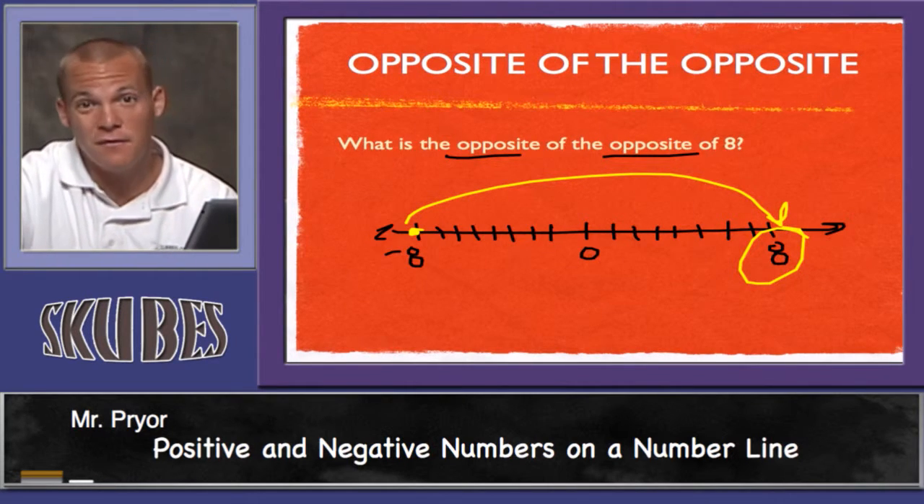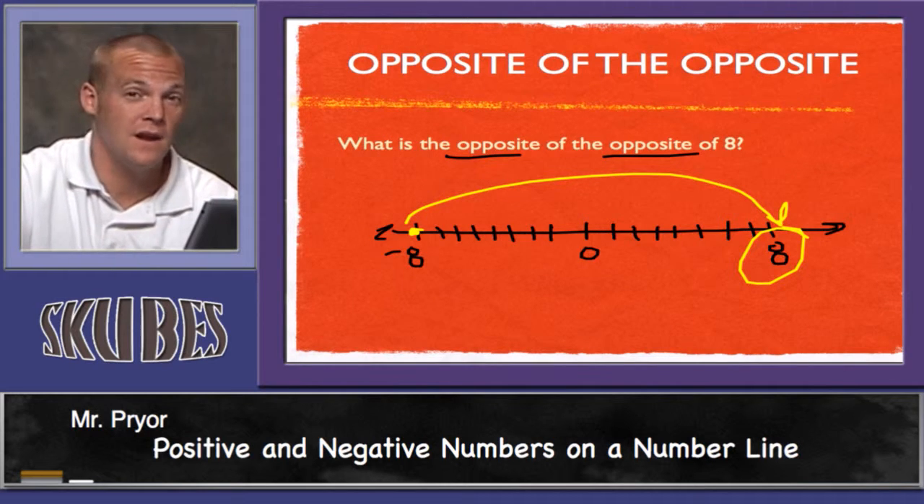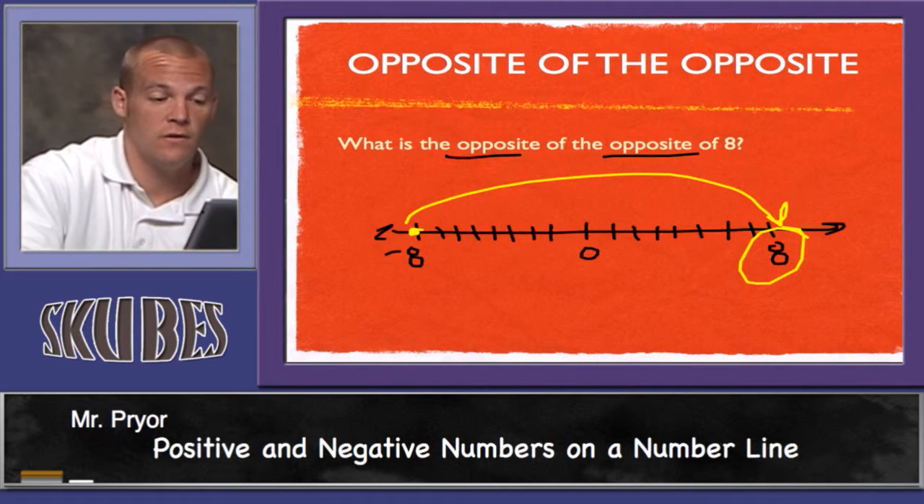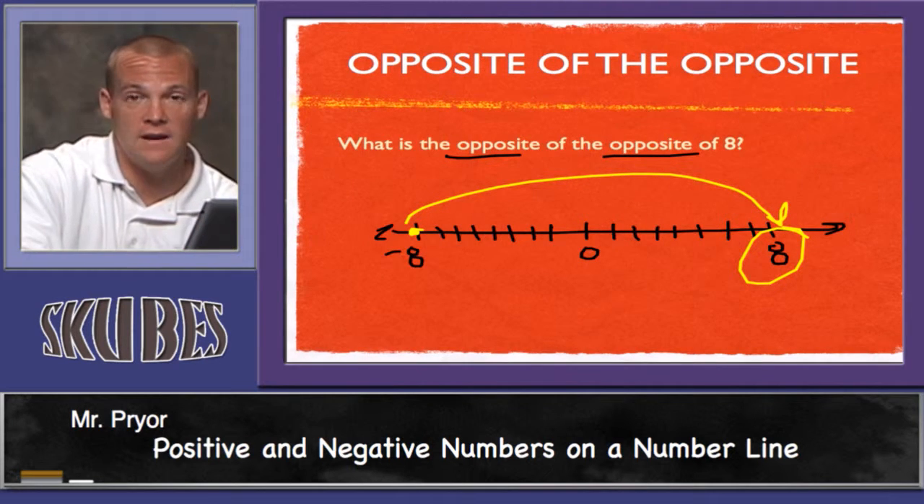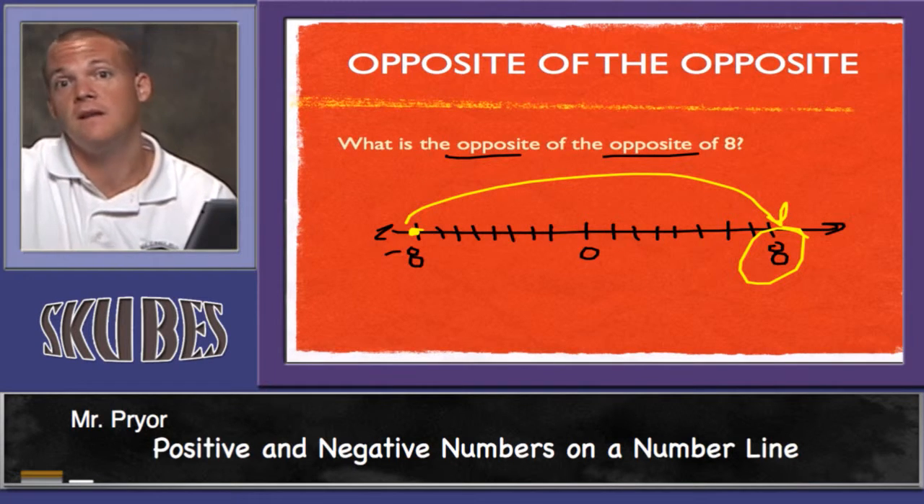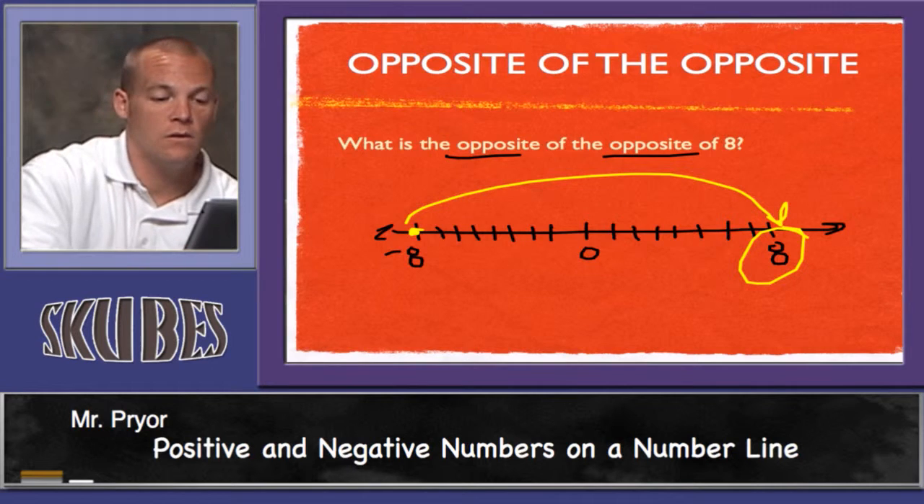So if you haven't figured out the trick to that, if they want you to find the opposite of the opposite of a number, that really just means they want that exact same number. So for instance, the opposite of the opposite of 8 would always just be 8. Or the opposite of the opposite of -2 would be -2. It doesn't matter if it's negative or positive, okay? So let's look at one more.